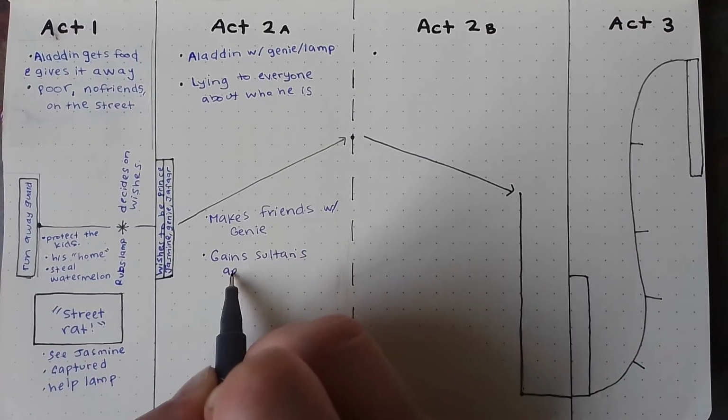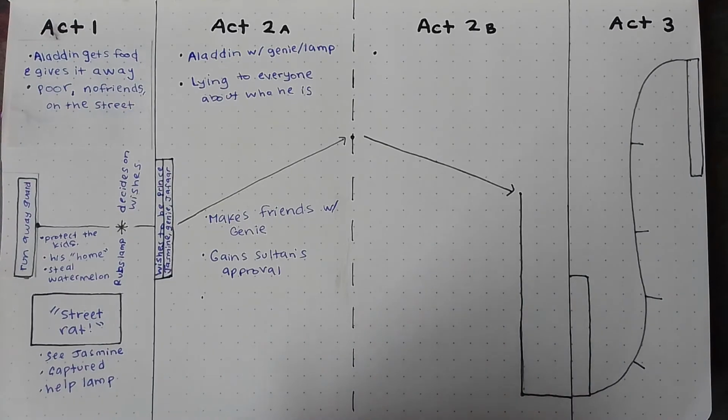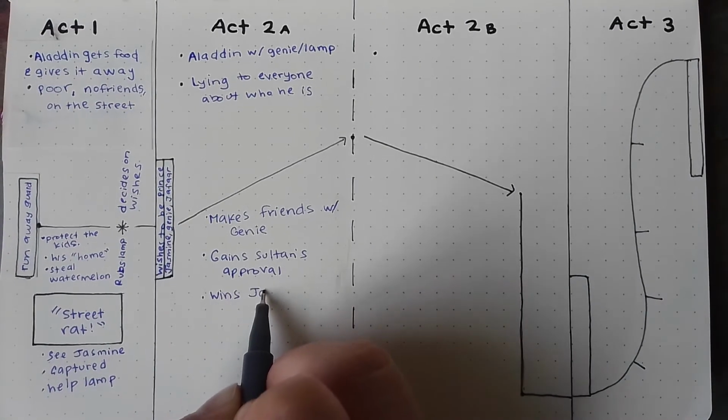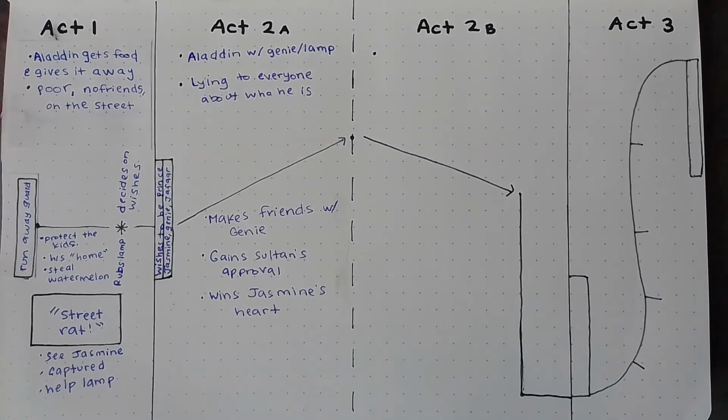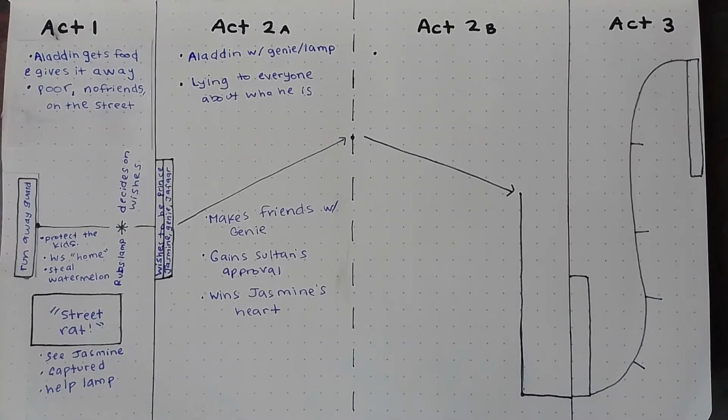Aladdin flourishes, having an upward trend during fun and games. He has ups and downs, but overall he does well in his Act 2 world, making friends with the genie, gaining the Sultan's approval, and winning the princess's heart. The fun and games leads to the midpoint, the middle of your story. This is where the stakes are raised.